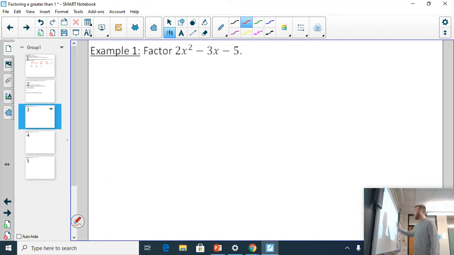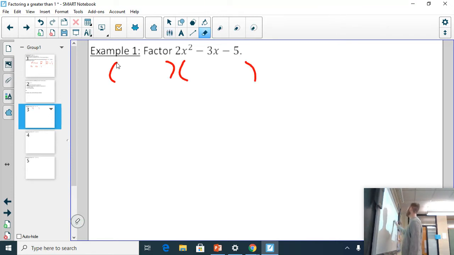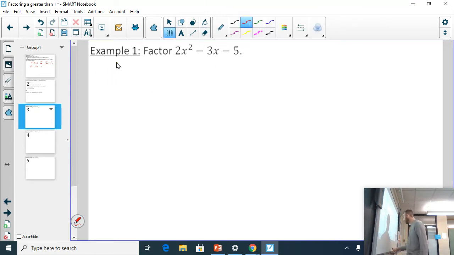So example 1, factor 2x squared minus 3x minus 5. We have a 2 in front of that x squared, so we can't just start doing this, because we have to deal with that 2. Remember, our first step said multiply a and c. In other words, multiply the first number and the last number. So we have 2 times negative 5, and that's going to get us negative 10.